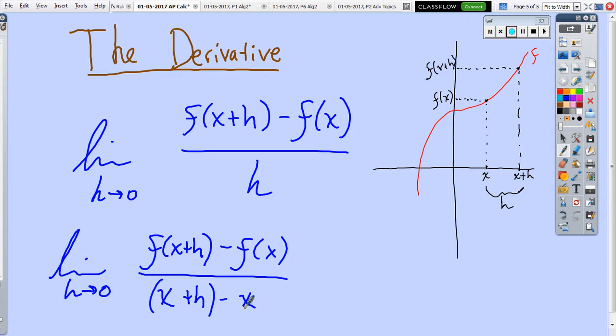Wait, why is it that? It's this because the difference in the x values would be that. Yep, got it. Think of this as essentially dy/dx: instantaneous change in y over instantaneous change in x.